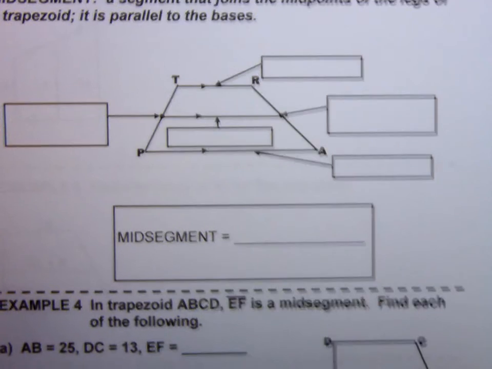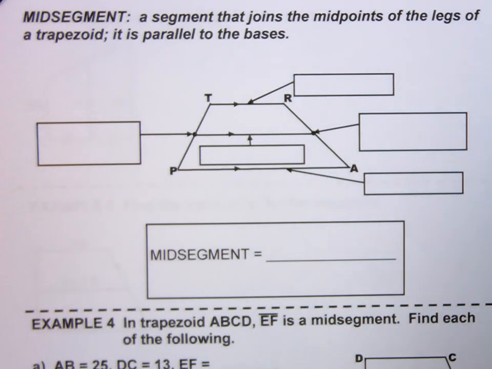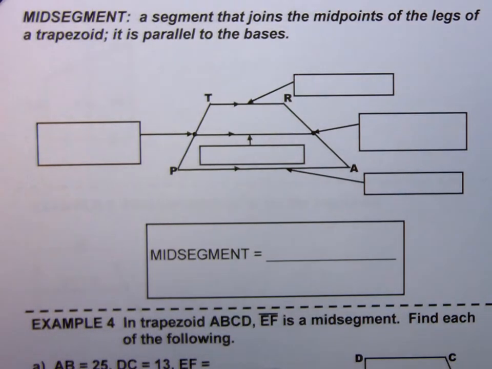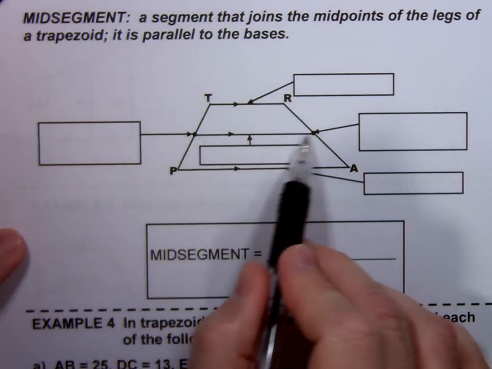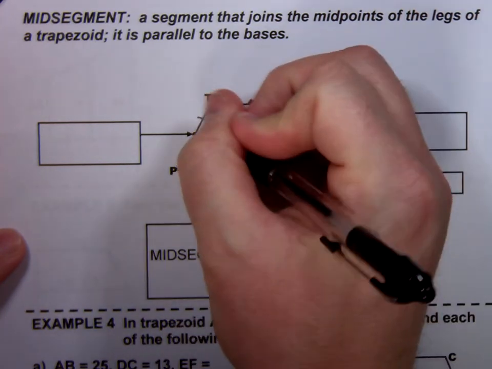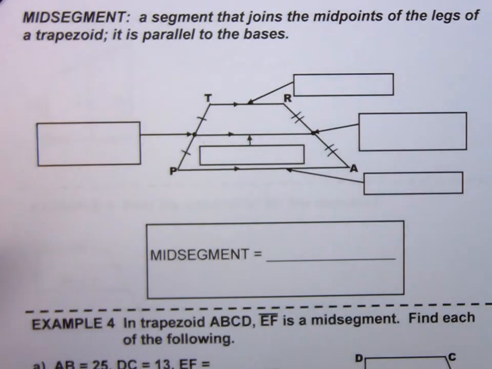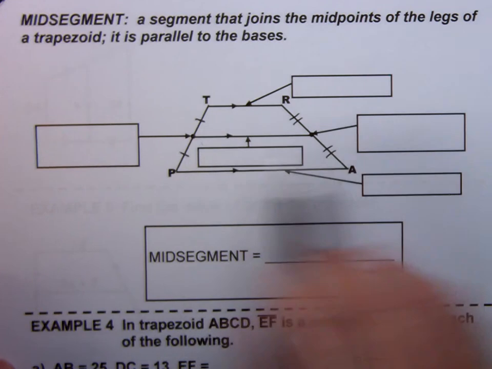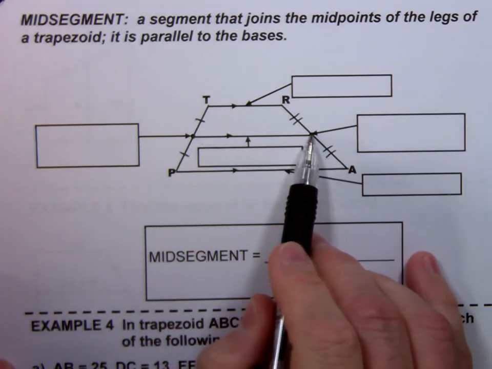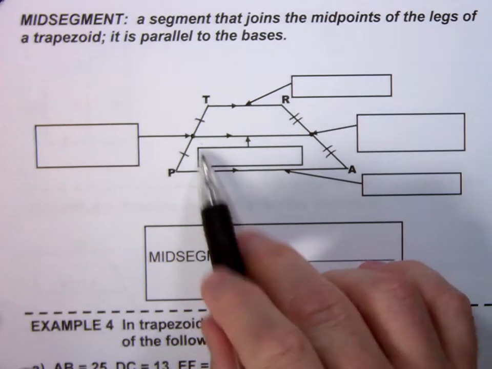Alright, let's talk about a mid-segment. A mid-segment is a segment that joins the midpoints of the legs of a trapezoid. It is parallel to the bases. Alright, so this right here would be the mid-segment as long as these segments are congruent and these segments are congruent, because it has to go from the midpoint of this leg, so I need to know it's right in the middle, bisecting that side, and it goes from that midpoint to the midpoint of the other leg. So again, I need to know it's right in the middle, bisecting this leg. So I need to know that those are congruent, or I need somebody to tell me that these are the midpoints of the legs.